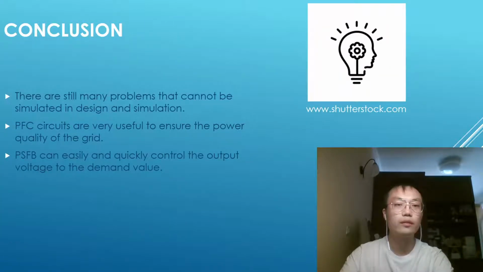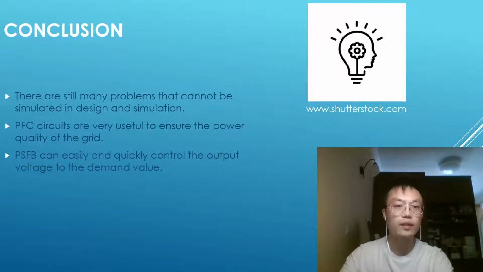In conclusion, first, the choice of component model and simulation are important to determine whether the device meets the requirements. However, there are still many problems that cannot be simulated in design and simulation. For example, the actual selection will be more difficult because there are many limitations, such as temperature and voltage upper limit, which may not happen during the simulation. Therefore, I should pay more attention and design more appropriate circuits when calculating components for simulation.